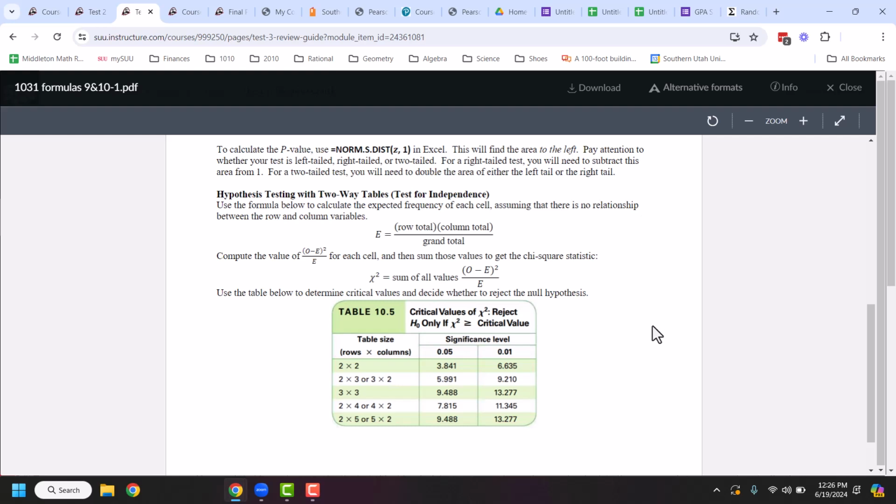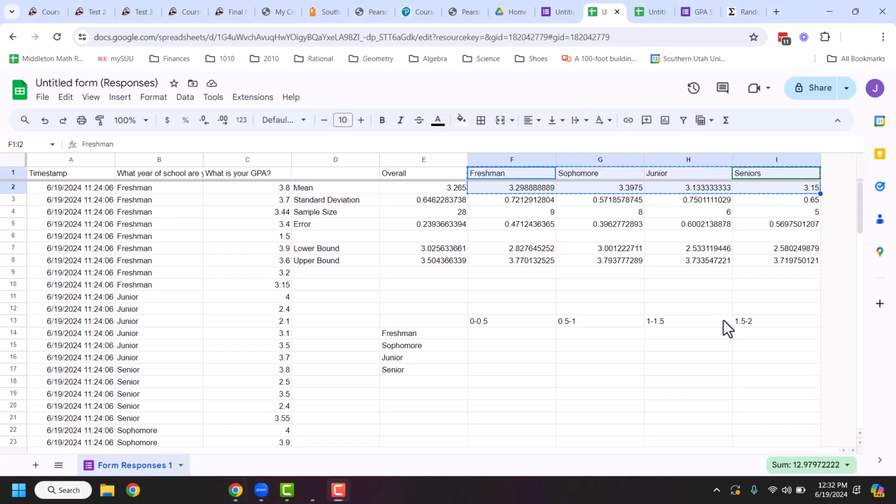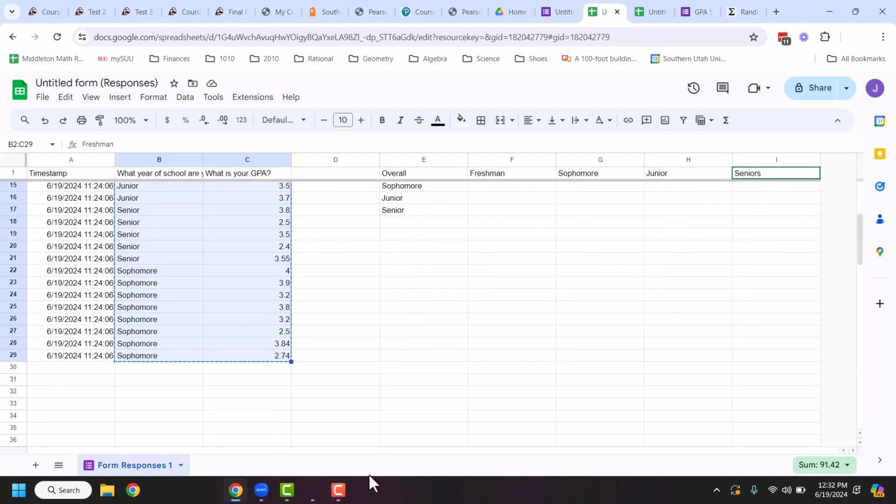But I'm going to use the ANOVA test, which tests whether or not the means are equal to each other. And this kind of relates back to what I was looking at here, where I've got my overall mean and my freshman, sophomore, junior, and senior means. And I'm wondering, are these significantly different from each other? Or is it possible that I got these differences just due to chance? So to do ANOVA testing, you need to use Excel. I don't think there's a way to do that on Google Sheets. So I'm going to copy and paste my data into Excel.